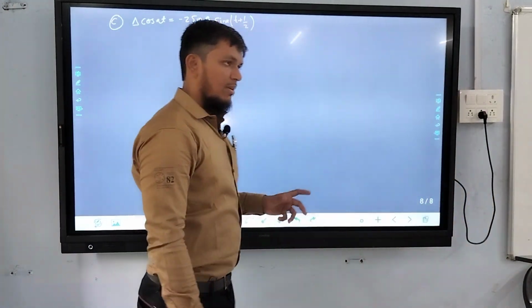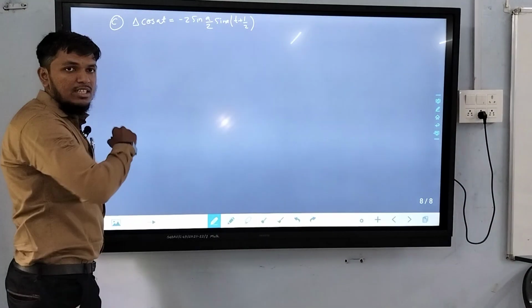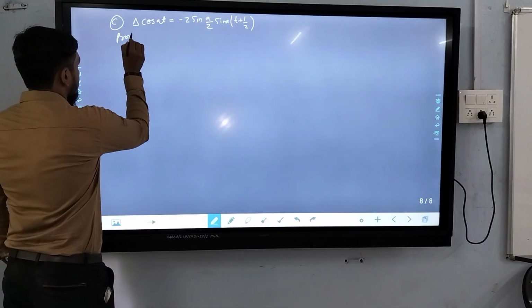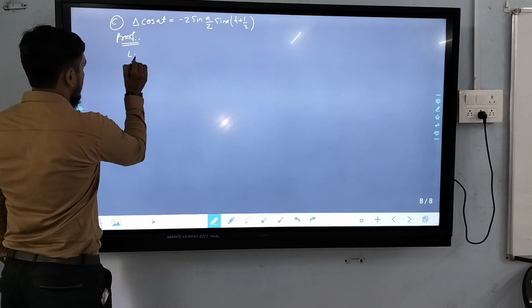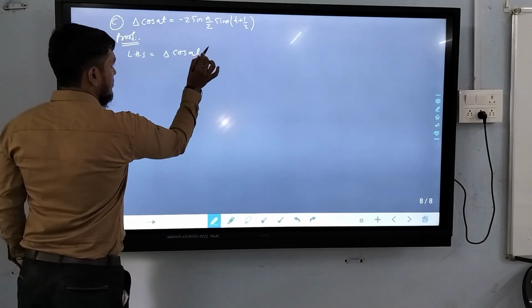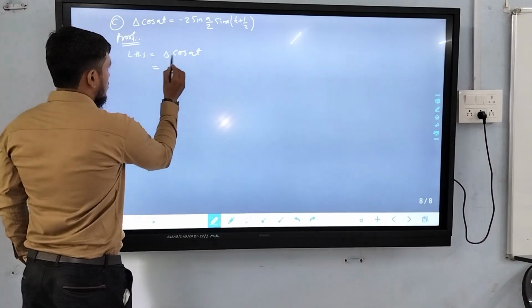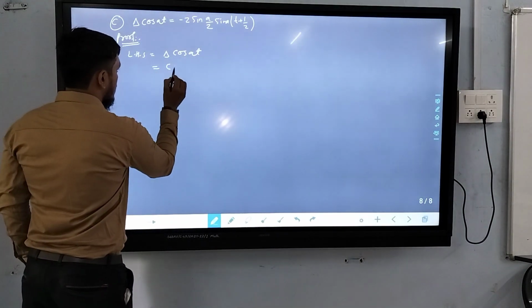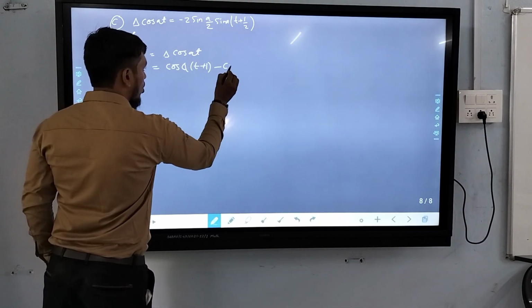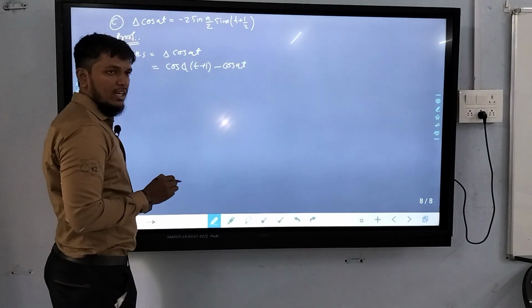Again here we use the same definition of difference operator. First we consider the left hand side. This is our left hand side, delta cos at. So use the definition of delta. It is cos a(t plus 1) minus cos at.